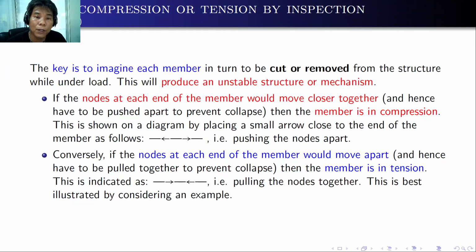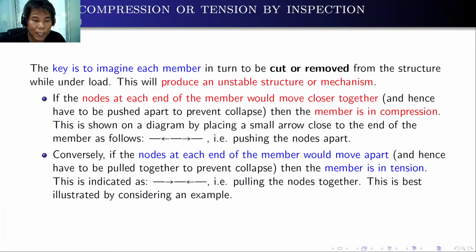Finding compression or tension by inspection. Here is the key: imagine each member in turn to be cut or removed from the structure while under load. This will produce, of course, an unstable structure or mechanism. If the nodes at the ends of the member would move closer together and hence have to be pushed apart to prevent collapse, then the member is in compression.